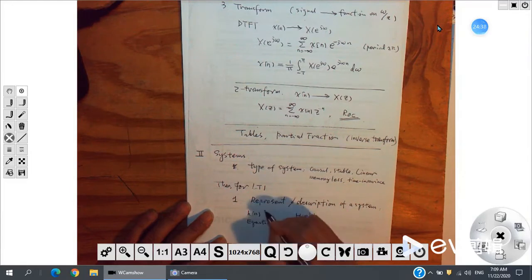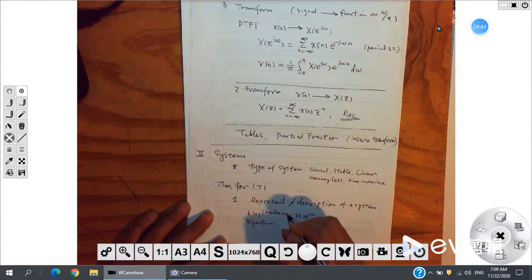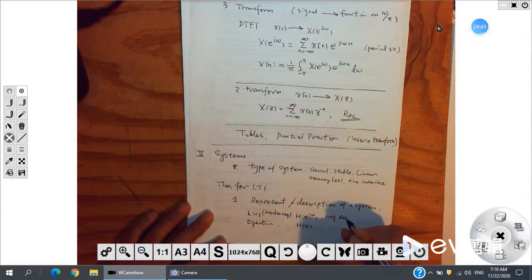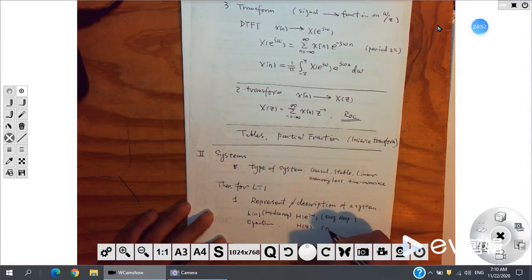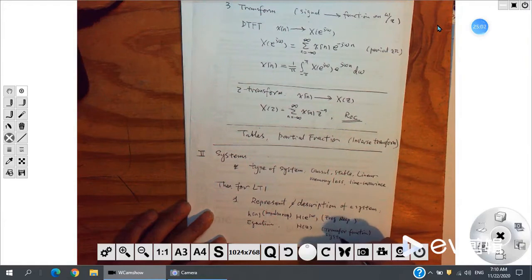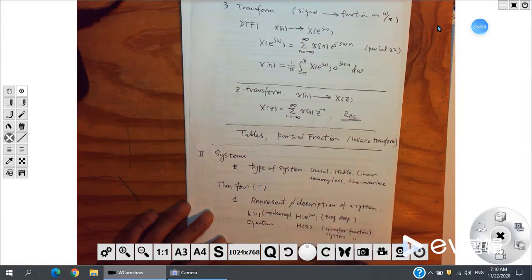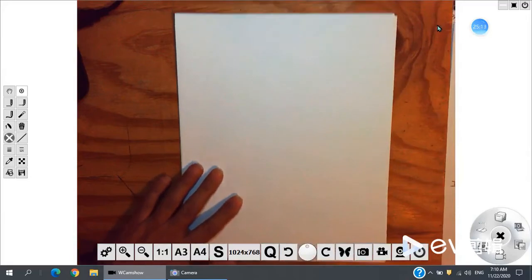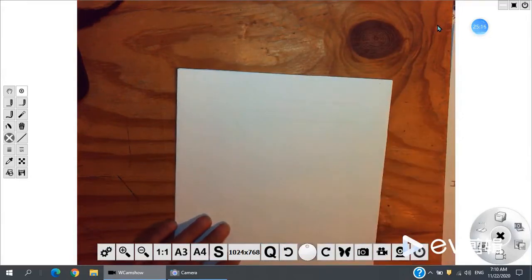This is the impulse response. This is the frequency response. This is the transfer function, or system function. Yeah, system function or transfer function, same meaning. Okay. We have 4 different ways to describe a system. Then you should know how to transfer from any one to the others.